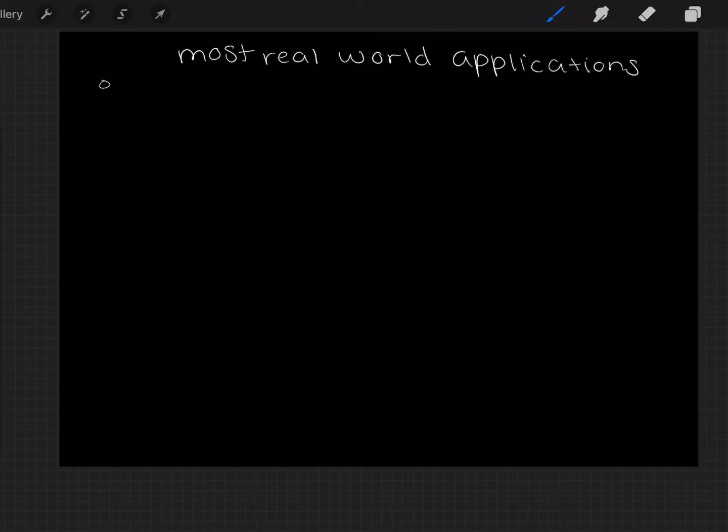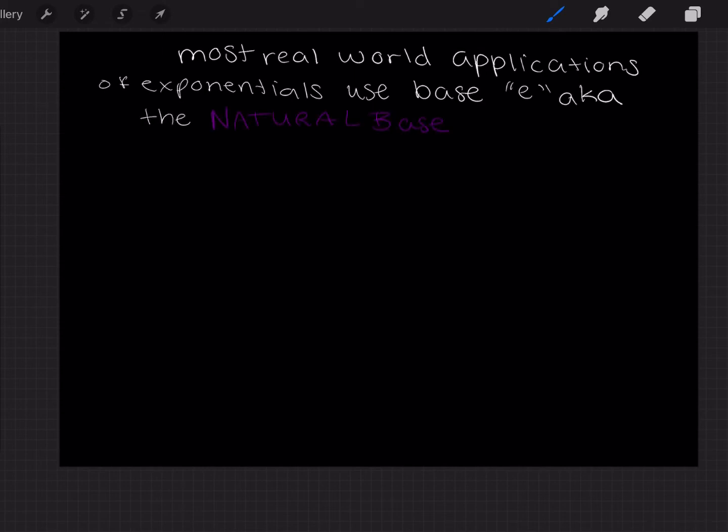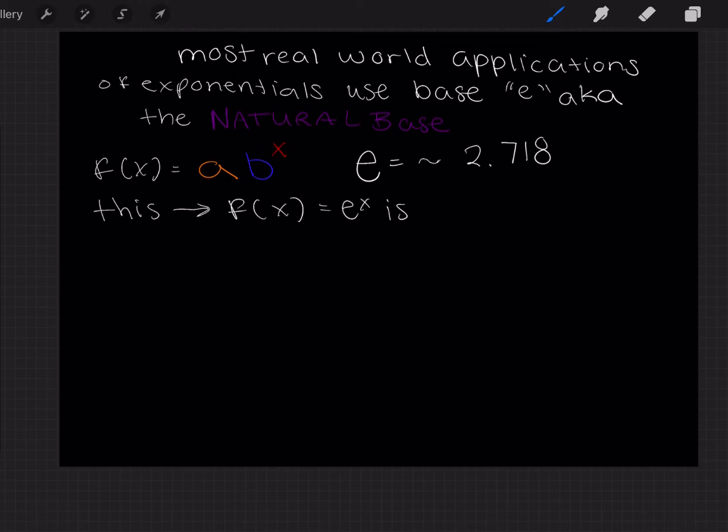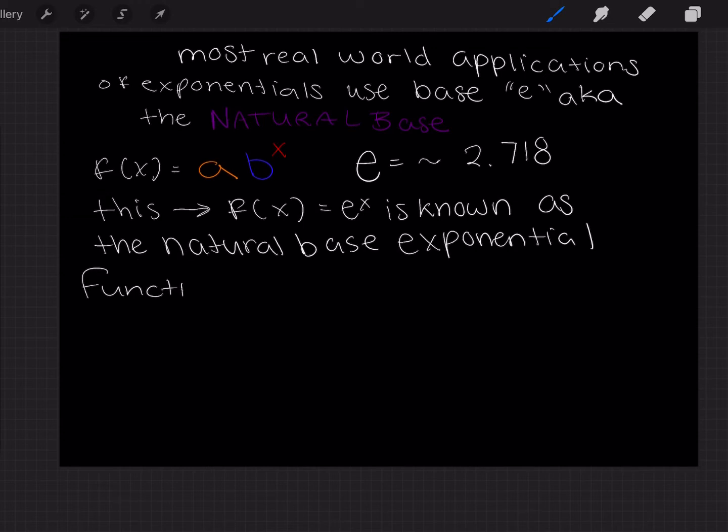Now, most real-world applications of exponentials will use the base e, also known as the natural base. So e, when plugged into a calculator, is always constant. Our e is always the same number. It's about 2.718. Now, e to the x, so our natural base exponential function is f of x equals e to the power of x.